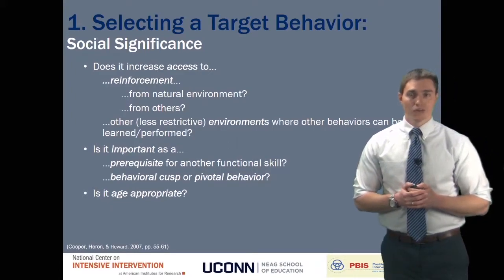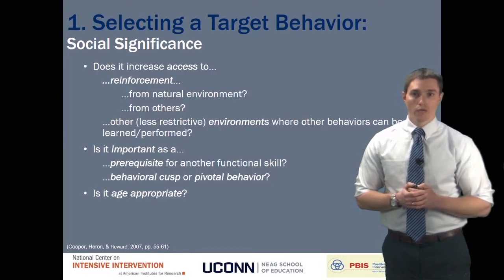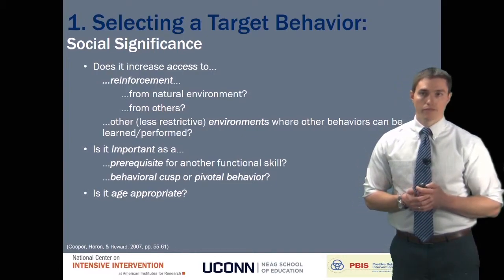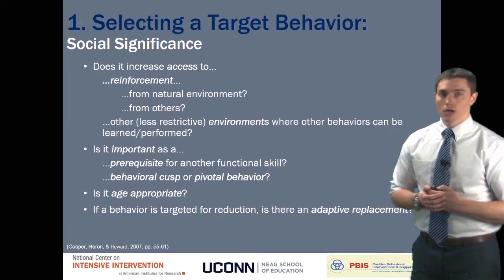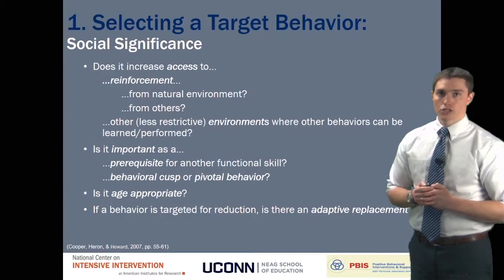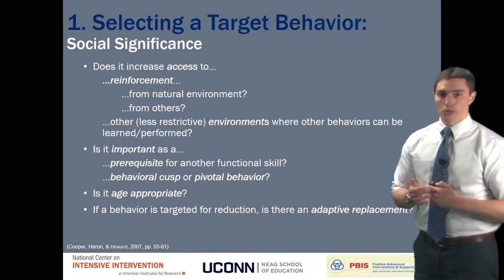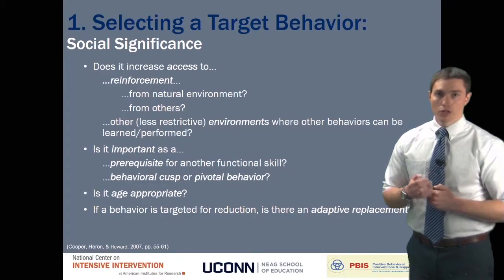Is the student significantly behind their same age peers in the way of their social, emotional, behavioral outcomes and manifestations? If a behavior is targeted for reduction, you also need to ask yourself this very important question. Is there an adaptive replacement behavior that we're going to focus on to explicitly teach the student something that is more appropriate given this context in our classroom?